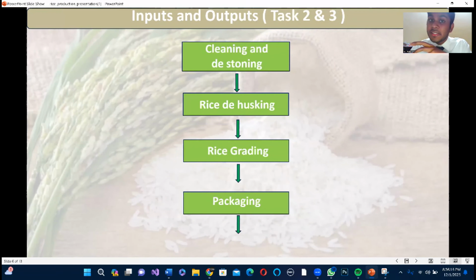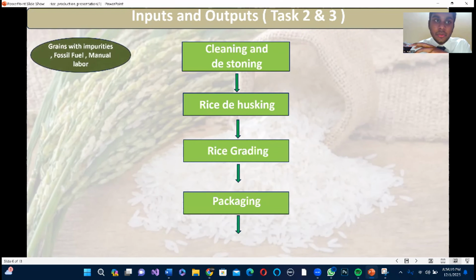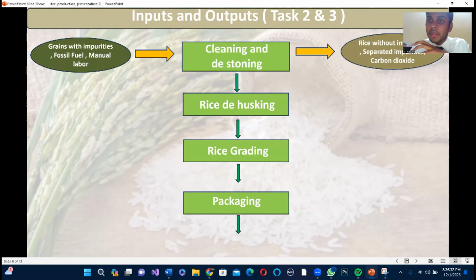Now moving on to the next step, cleaning and destoning. So in cleaning and destoning, the inputs are grains with impurities, fossil fuel, and manual labor. During this step, we make sure to clean the grain and remove as many impurities as possible. So the outputs we will get are rice without impurities, the separated impurities, and carbon dioxide.